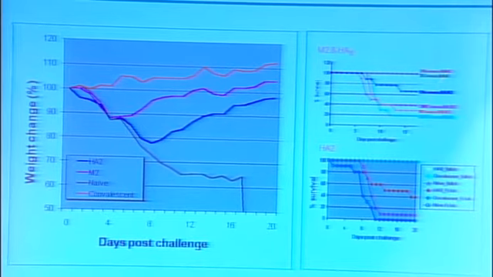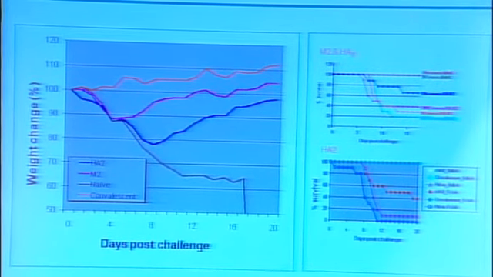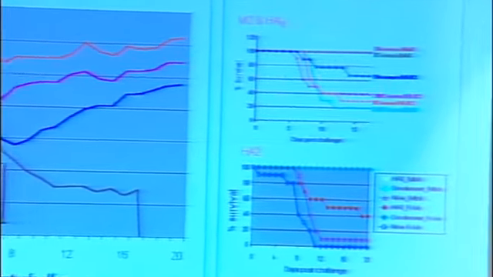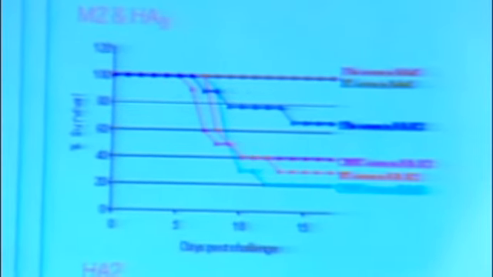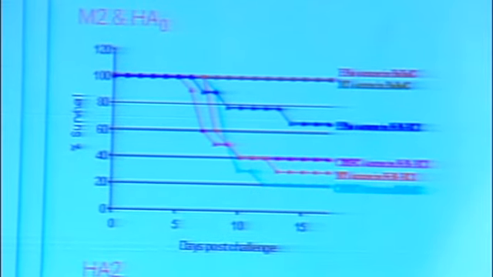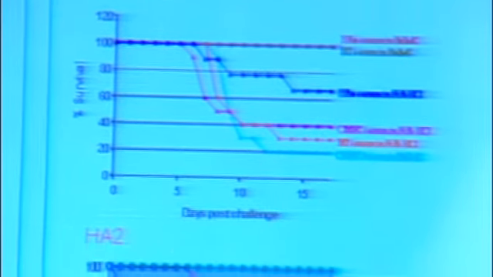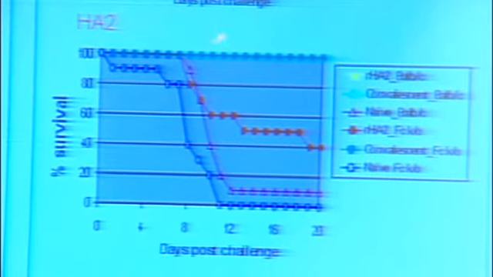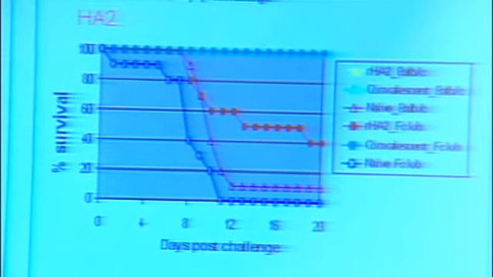On the right side, we repeated the protection studies in Fc knockout mice. The top panel is a passive transfer study, with serum from mice immunized with M2 or HA0 antigen. In wild-type mice, you see this type of protection, complete protection. But in Fc knockout mice, the protection is reduced very significantly. The bottom panel is HA antigen. Again, in wild-type mice, you have full protection, but in Fc knockout mice, the protection is all reduced.